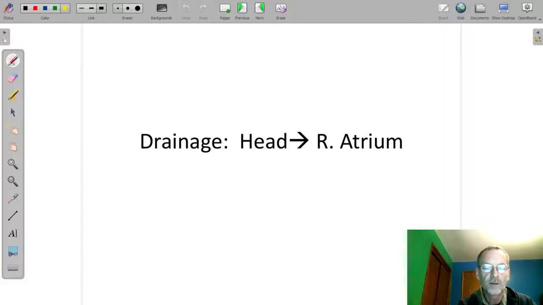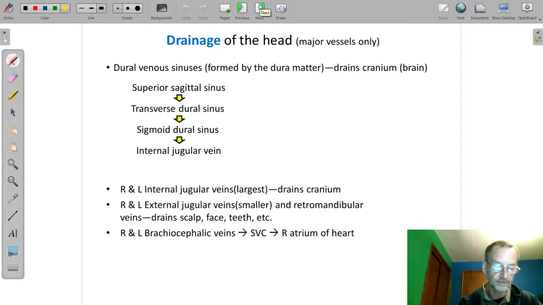Hi, let's run through the drainage of the head back to the heart. So first slide is discussing the dural sinuses. These are venous sinuses in the cranium that are formed by the Dura Mater. Take a look at a couple pictures in a moment.